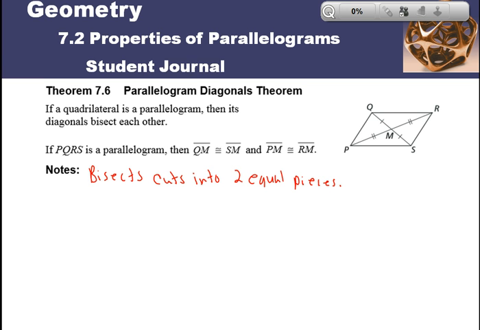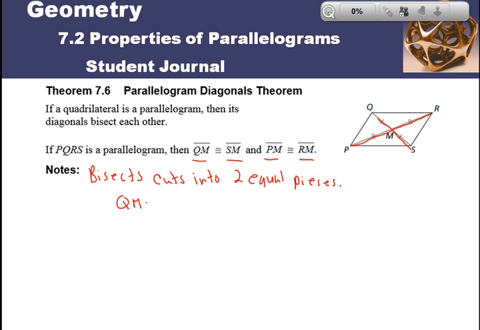So what that's saying is that I have this whole line here, QS, and this whole line here, PR. These are diagonals, and they cut each other into two equal pieces. So that means QS got broken into two equal pieces, namely QM and SM, and PR got broken into two equal pieces, and those two equal pieces are PM and RM. So again, that leads us to some problems that we could do.